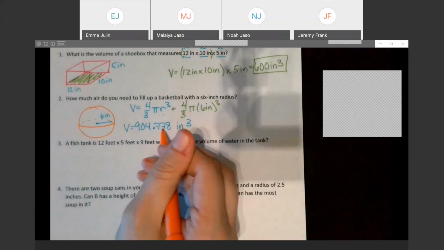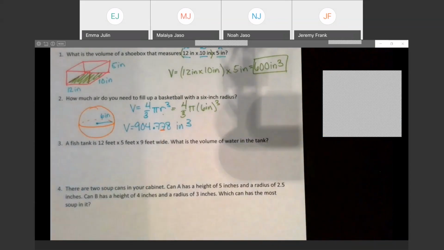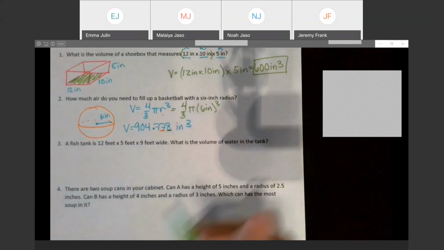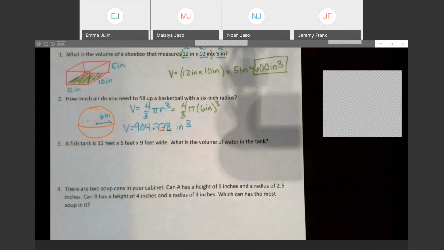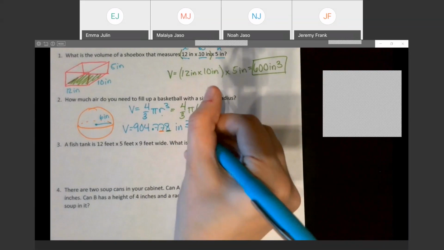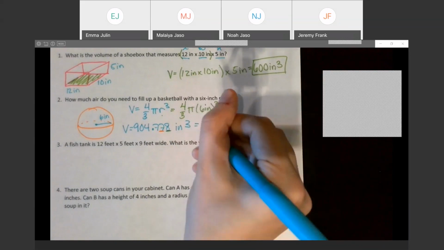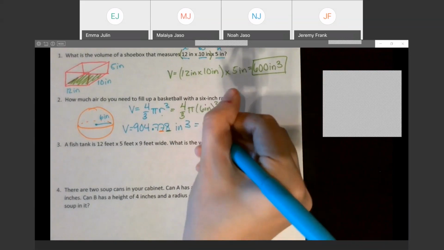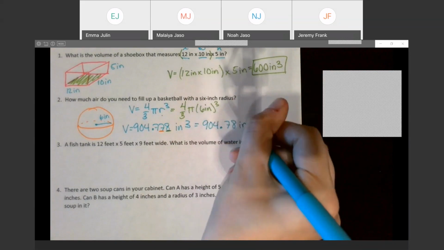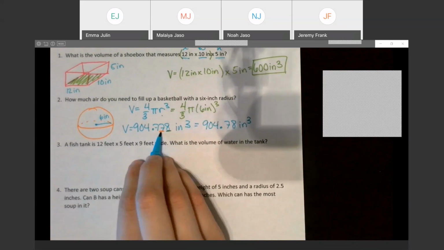So if I want to round 7 up, I have to take a look at 8. 8 is definitely bigger than 5. So since 8 is greater than 5, I have to raise 7 up to the nearest value, which means my volume is going to be 904.78 inches cubed when rounded to the nearest hundredth.